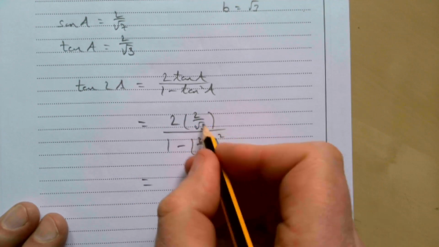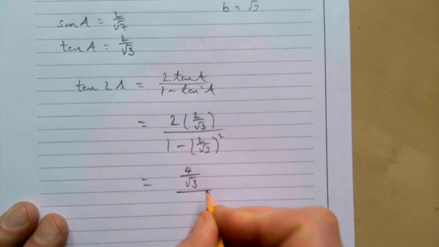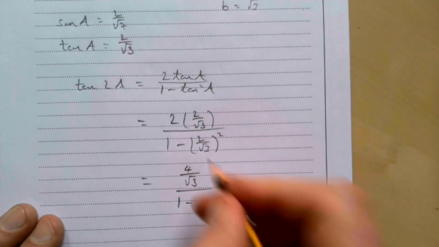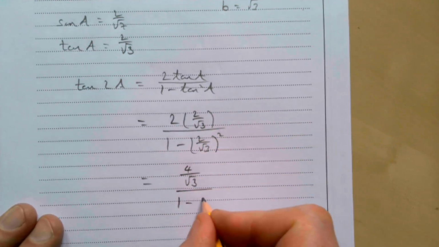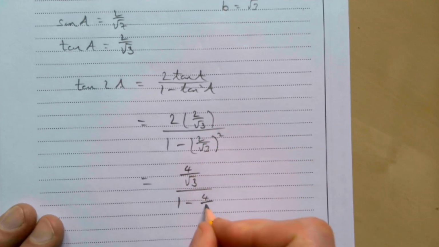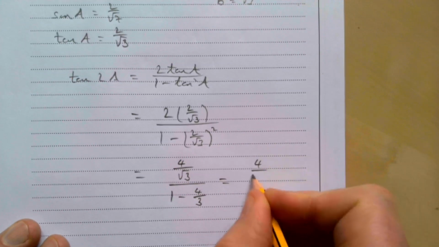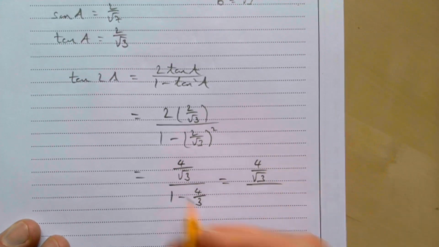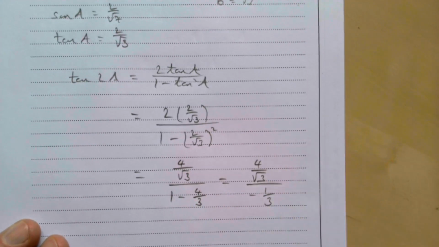Starting to tidy it up, so the top line will tidy to 4 over root 3, and the bottom line then 1 minus, so we're squaring this, so top and bottom then squared. 2 squared gives me 4, root 3 squared then gives me 3. That's then going to be 4 over root 3 all over 1 minus 4 over 3. So that's minus a third.